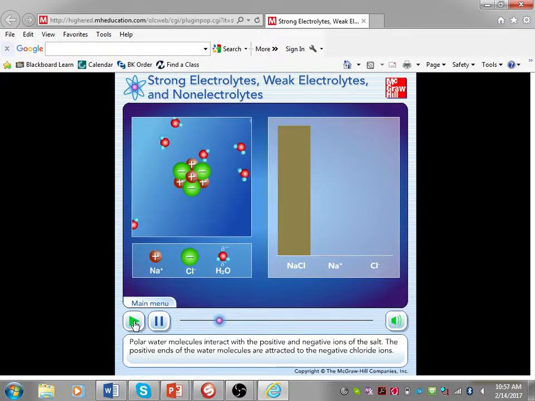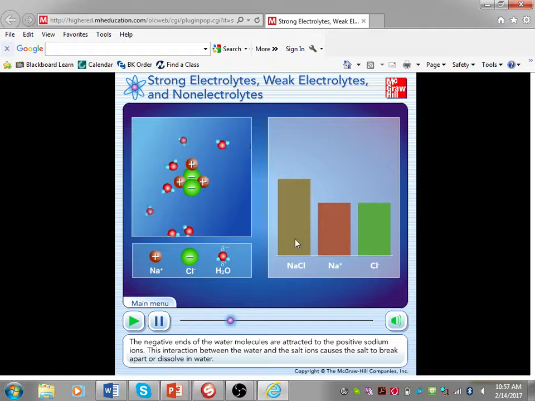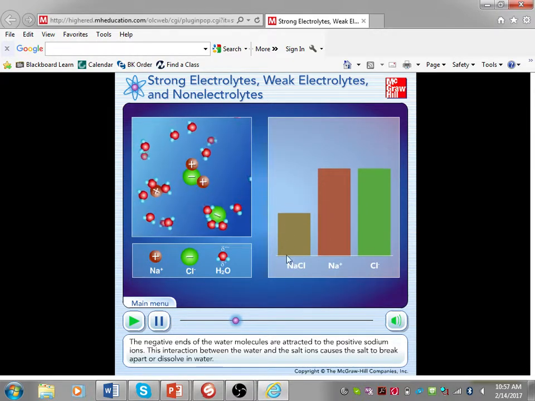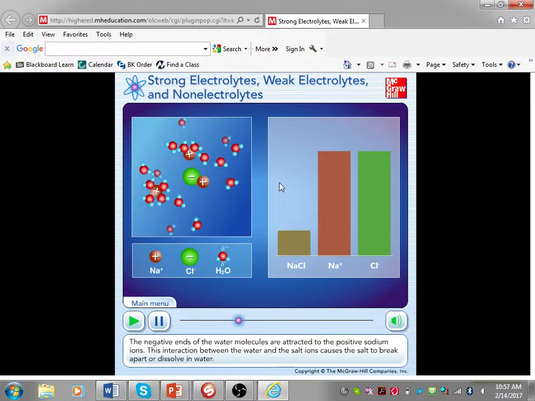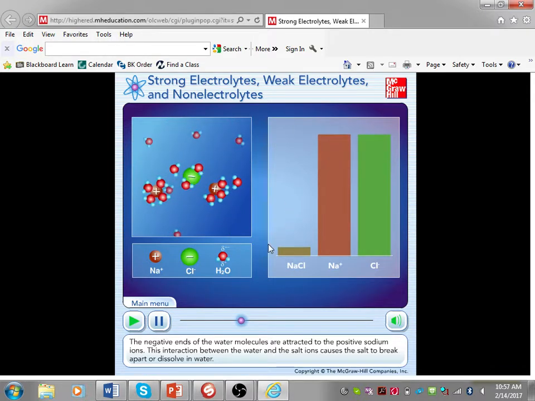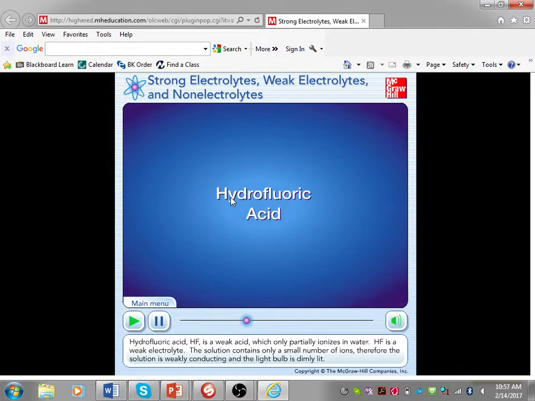Polar water molecules interact with the positive and negative ions of the salt. The positive ends of the water molecules are attracted to the negative chloride ions. The negative ends of the water molecules are attracted to the positive sodium ions. This interaction between the water and the salt ions causes the salt to break apart. The piece of salt is being consumed or made soluble by the water. I like this part of it because it shows graphically what's happening to the concentration of the whole thing that you put in.